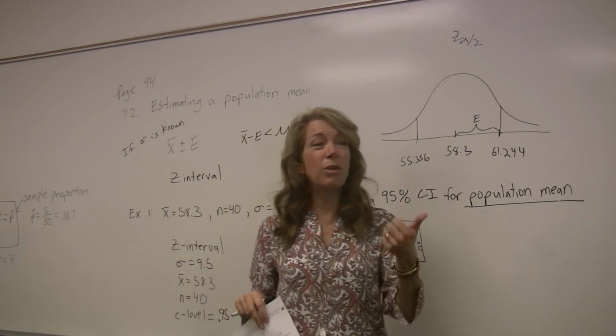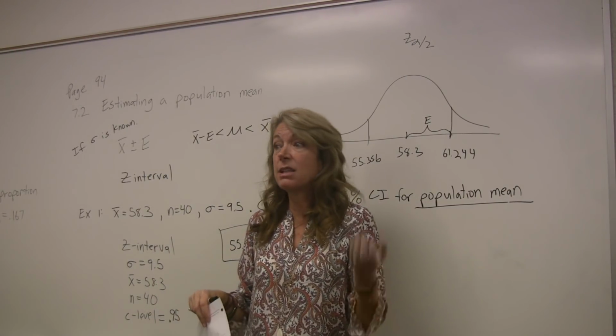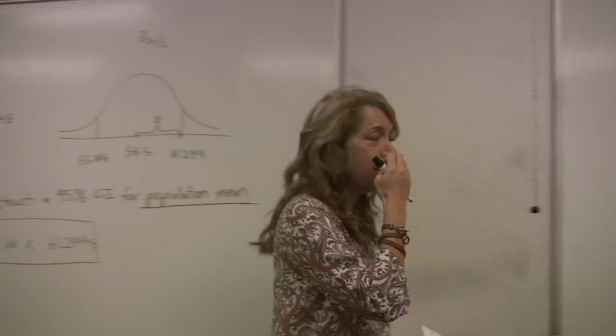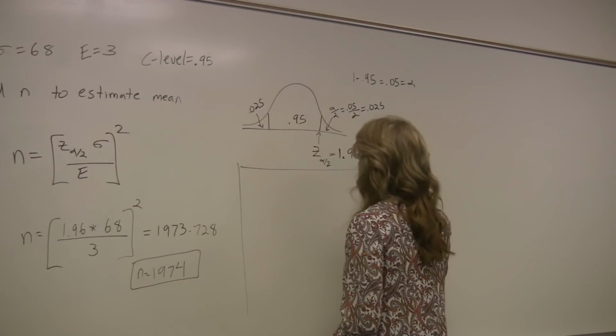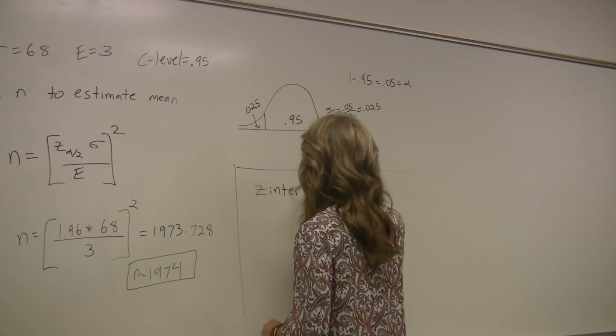You have to know what they're asking you to do, otherwise you have no idea where to start. That's the hardest part of statistics, reading the question and knowing what they're asking you to do. So how do I find a confidence interval for a mean? Z interval. So I know I want to use Z interval.